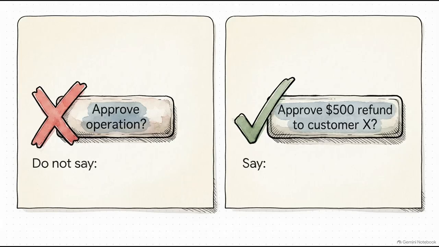You have to show exactly what is going to happen. Instead of using a terrible anti-pattern like asking approve operation, which means nothing, your system needs to explicitly state something like approve a $500 refund to customer X. See the difference? That transforms a blind, risky click into a crystal clear objective.